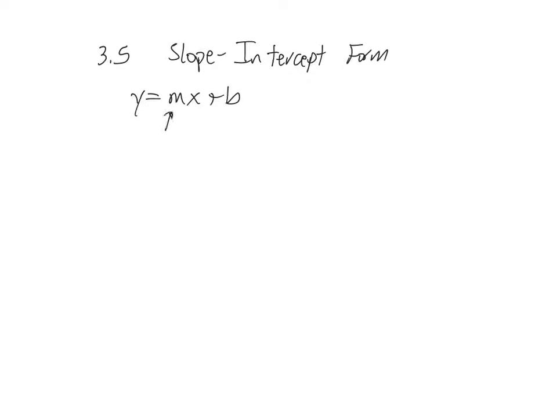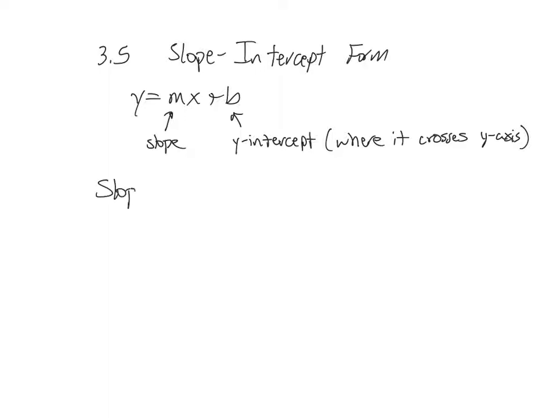But the m, that's what we call the slope, and the b is the y-intercept, where it crosses the y-axis. Okay, so before we get too far into that, let's talk about slope.